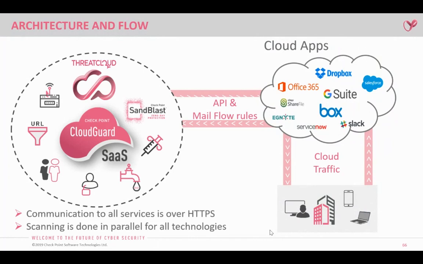And you can see these two things, the API and the mail flow rules. Mail flow rules are for integrating Office 365 and G Suite, and the API is for integration of cloud applications. These mail flow rules have to be configured on the Office 365 and G Suite environment, and it can be done automatically. No need to enter them manually. As soon as the API integration is done, the mail flow rules will be configured automatically on Office 365, so that any mails coming into or going out of the enterprise mailbox will be checked with this CloudGuard SaaS platform.